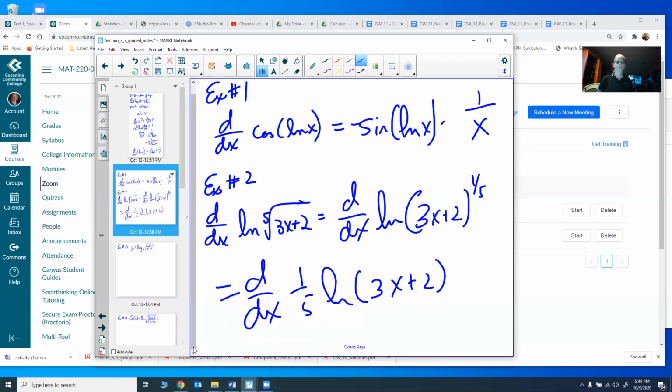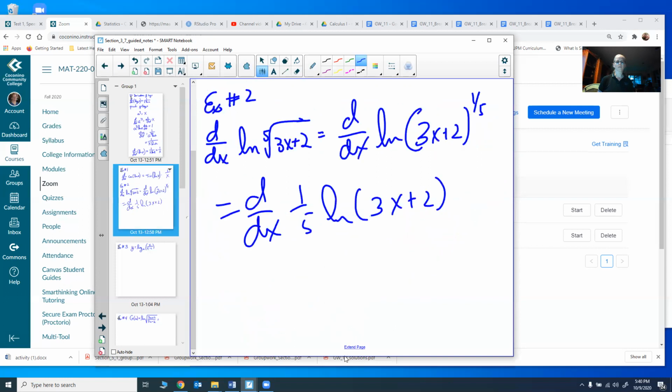So granted, I'm still using the chain rule, but it's not as ugly as it was before. Before it was going to be the chain rule and the chain rule. This is just one chain rule. So the nice thing when you're using natural logs is remember your properties of logs. So it can simplify these things a little bit.